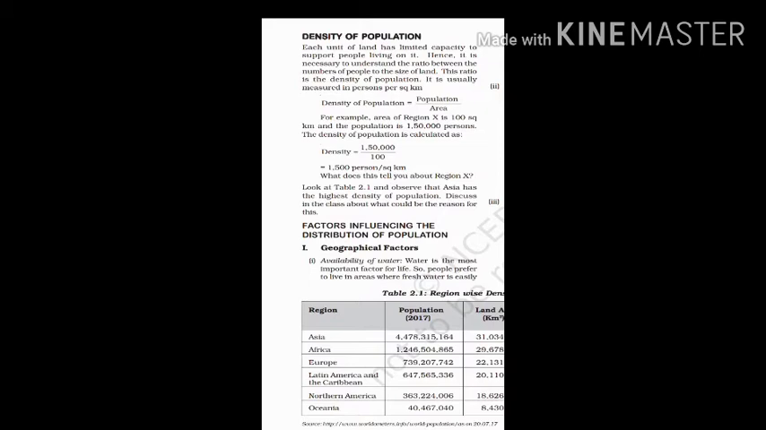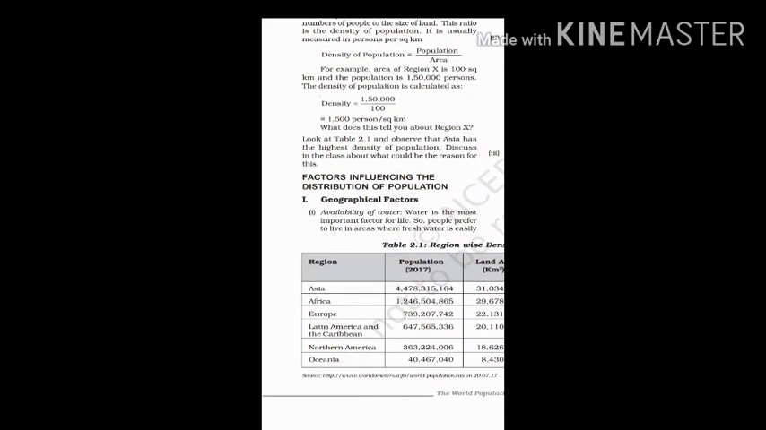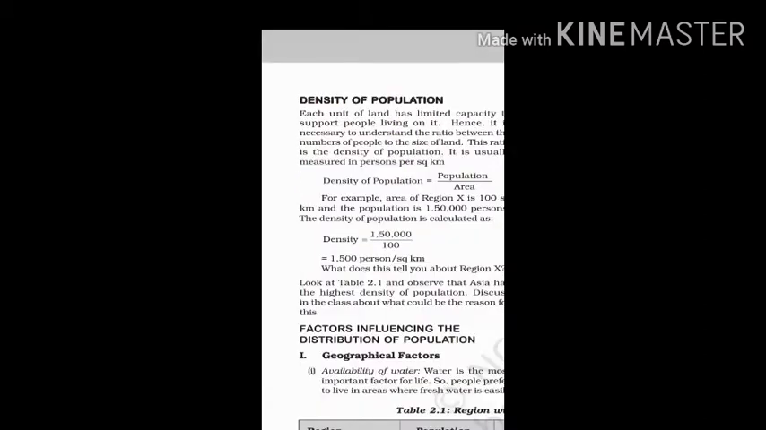Suppose in your school you are 200 students, and the area in which the school is located is 100 square kilometers. That means the density of population would be 200 by 100 equal to 2. That means 2 persons per square kilometer. I hope you have understood this.